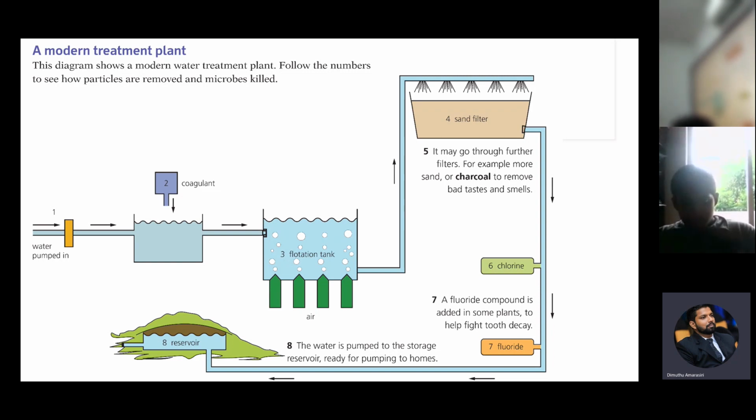Floc formation and what? Sedimentation of suspended particles.